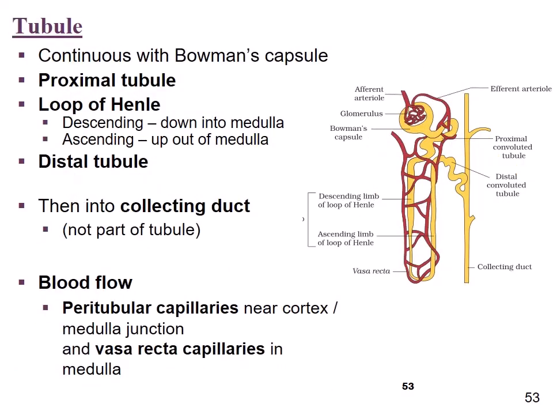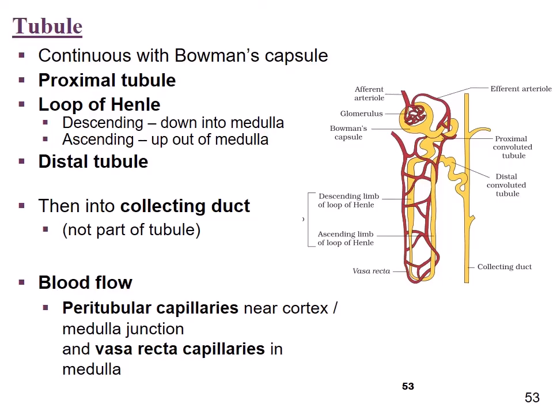So the tubule then is continuous with the Bowman's capsule. So here we have our Bowman's capsule. Here, near the point of origin, is the proximal tubule. Then you have the loop of Henle or the nephron loop, and then you have the distal tubule, and it connects to the collecting duct, which is not part of the tubule.